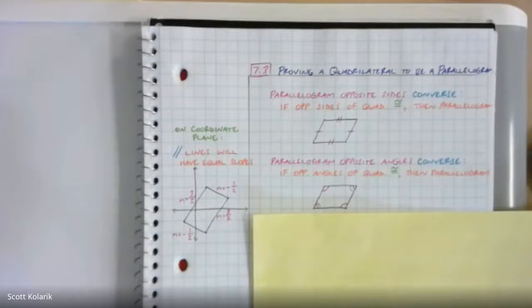All right, chapter 7, section 3, proving a quadrilateral to be a parallelogram. This is essentially what we call the mirror image of the material that we covered in section 2. So let me take a moment to review what we did in section 2. Section 2 was basically properties of parallelograms.